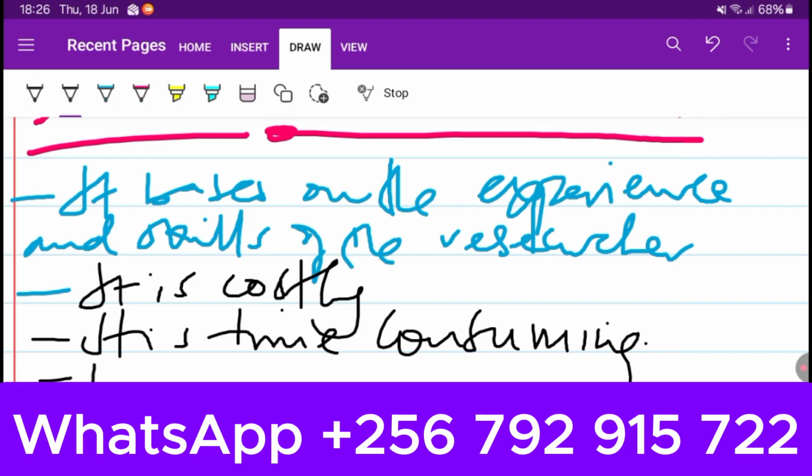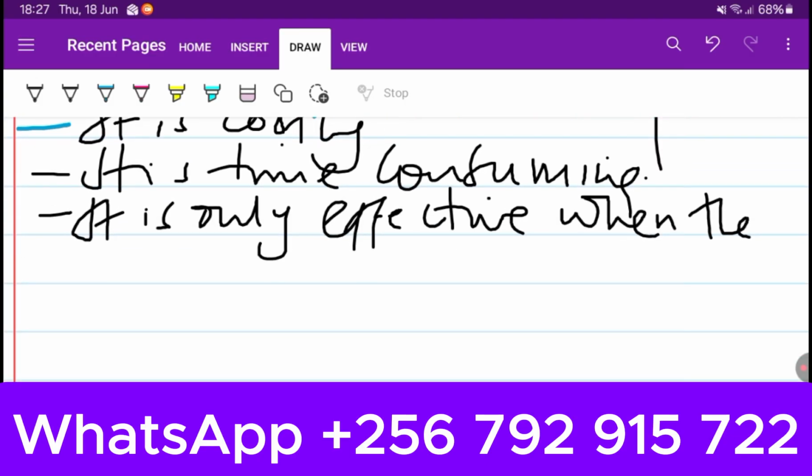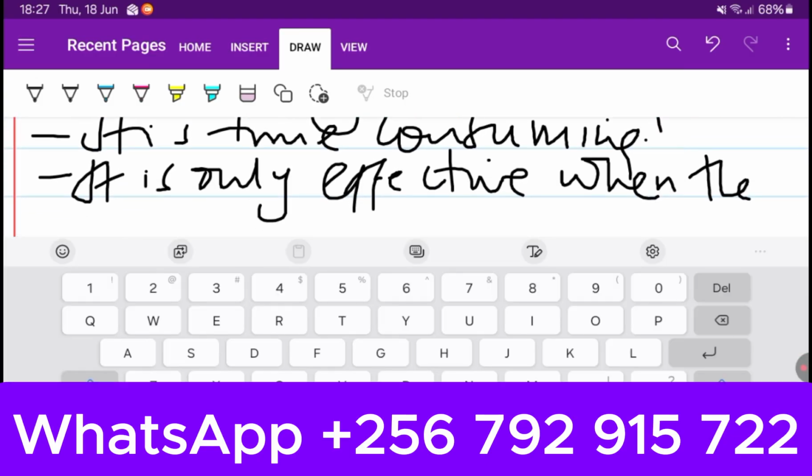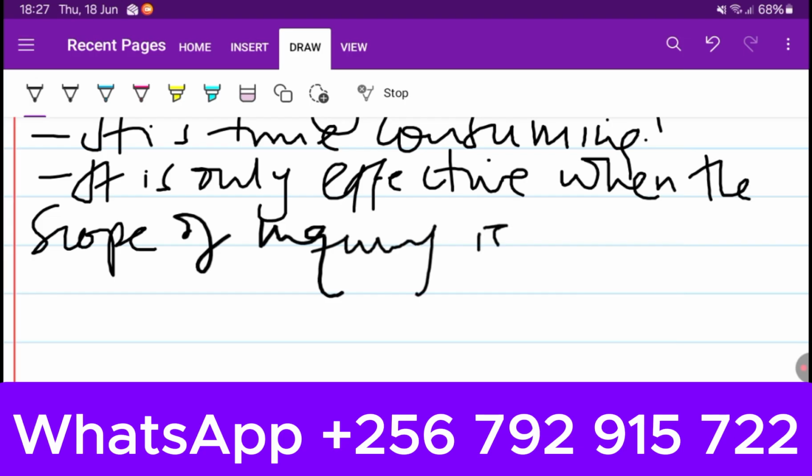So it is only effective when the scope of inquiry is small, or when it is going to be dealing with a small issue.